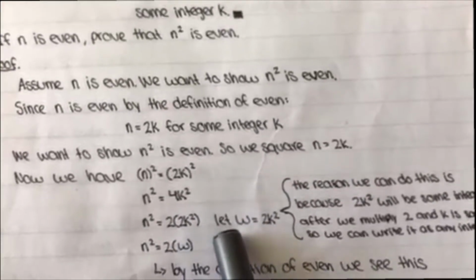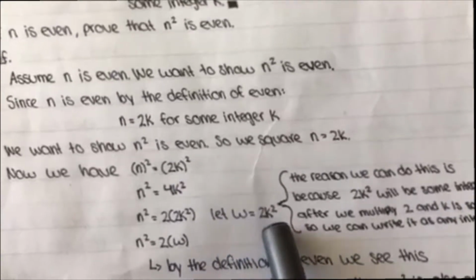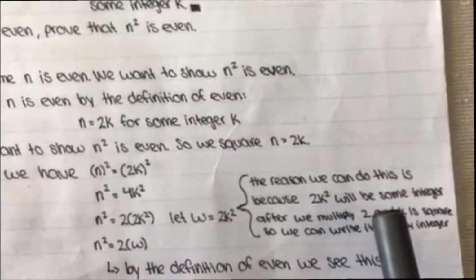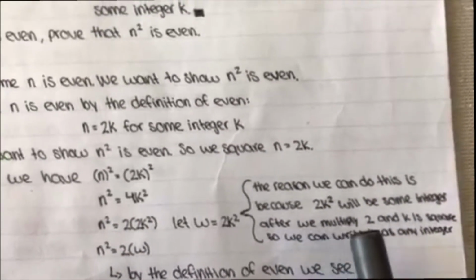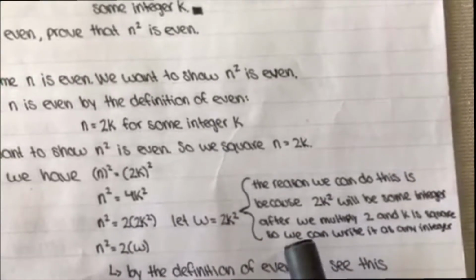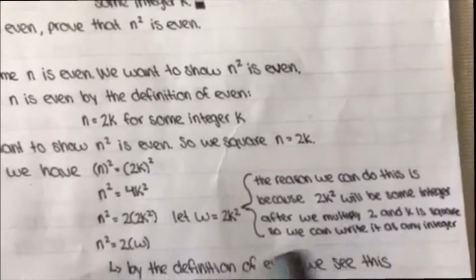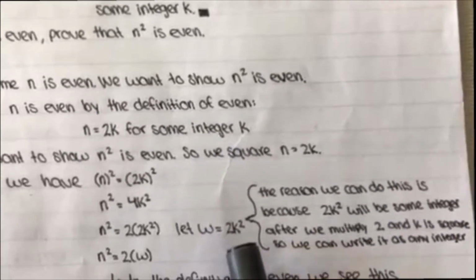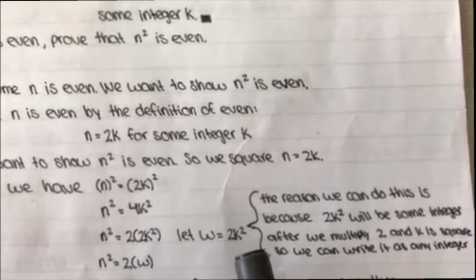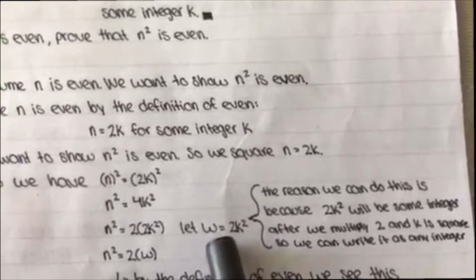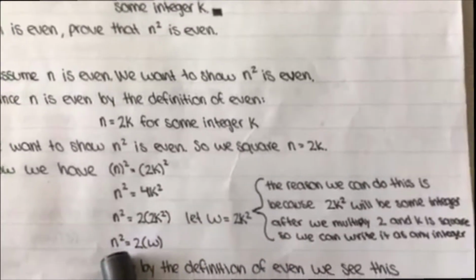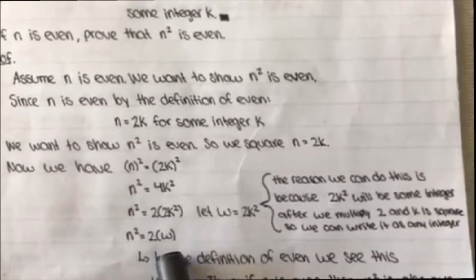Now, we let w equal 2k squared, which will be this part. The reason we do this is because 2k squared will be some integer. After we multiply 2 and k squared, we can write it as any integer. So we know this will just become some integer, 2 times k squared. That in the end will be some integer. I chose for it to be w. Alright, n squared is equal to 2w.